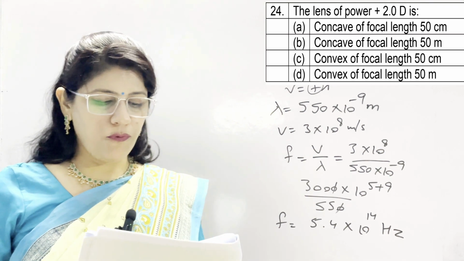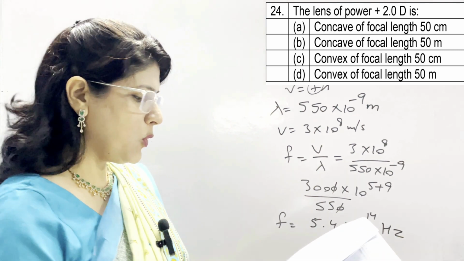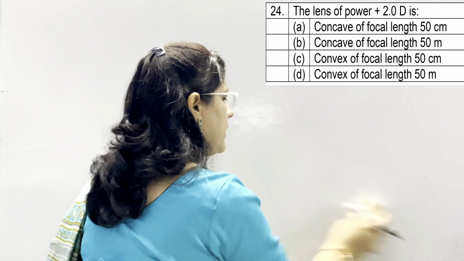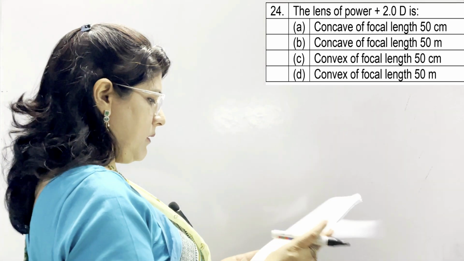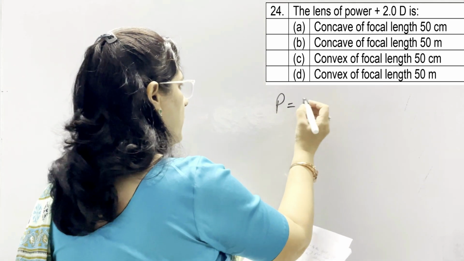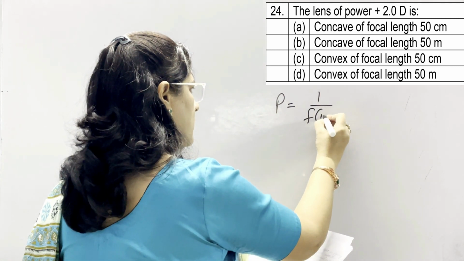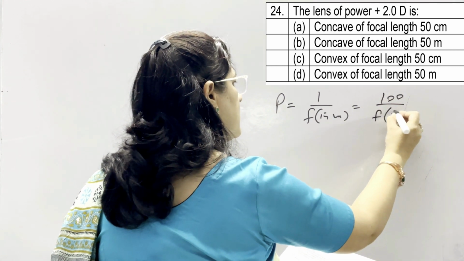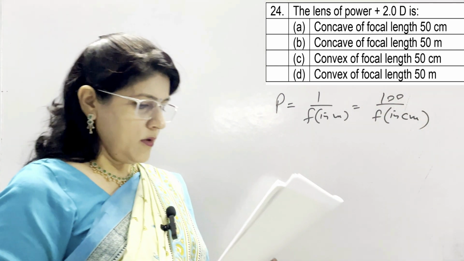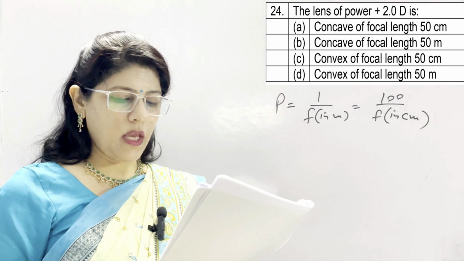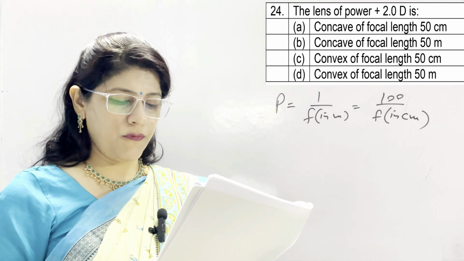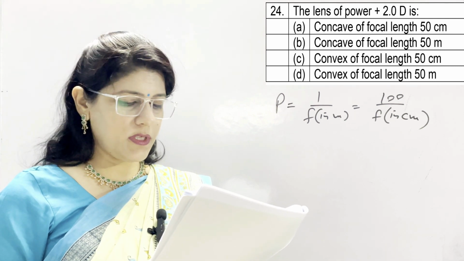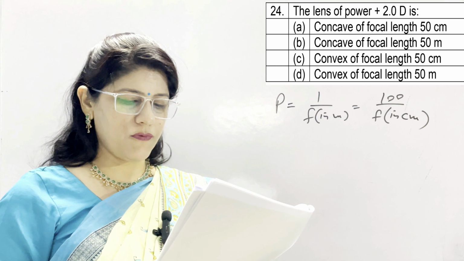In question number 24, the lens of power 2.0 diopter. Power is given in its unit, which is diopter. So the formula for power is 1 upon focal length in meter, or we can say 100 upon focal length in centimeter. Options given are A, concave of focal length 50 centimeter, B, concave of focal length 50 meter, C is convex of focal length 50 centimeter and D is convex of focal length 50 meter.